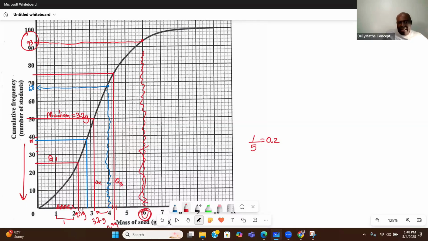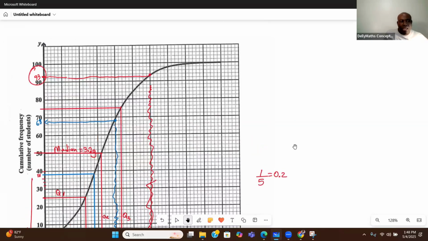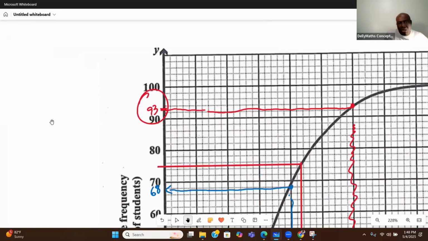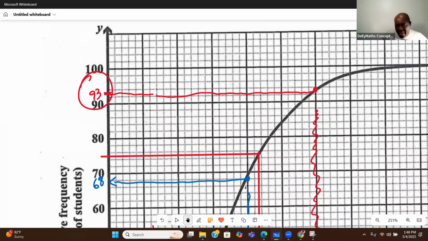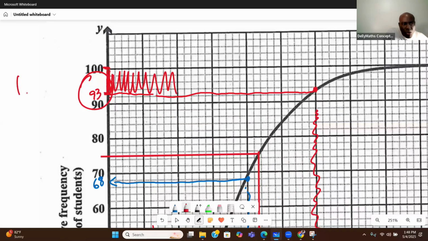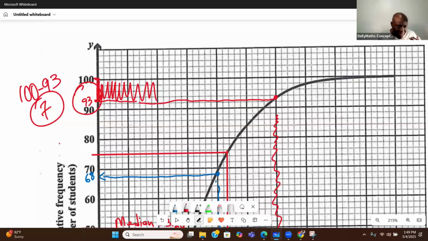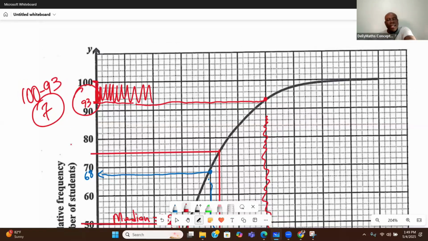But remember the question, they did say greater. Greater than means you need to go up. Greater is not less than, where you're going down. It's greater, so you're going up. So you want to know how much is between 93 and 100. Over this line is 100 minus 93, which is just 7. It's only 7 that have a mass greater than 6. Everybody else would have a mass less than 6 or up to 6, right?